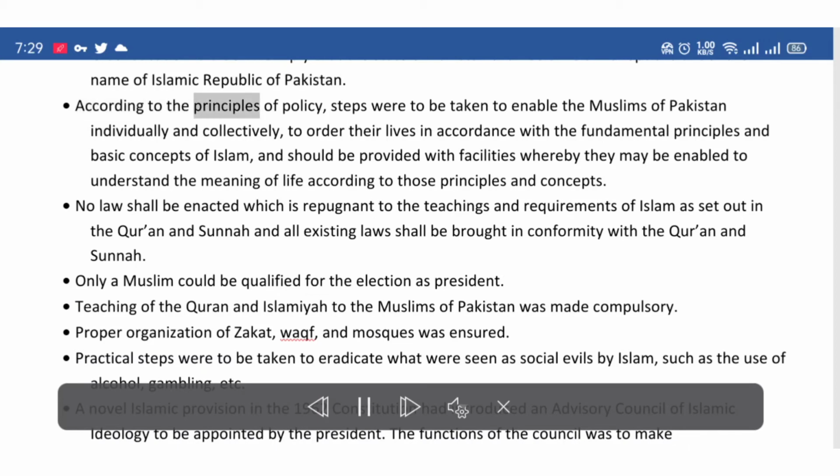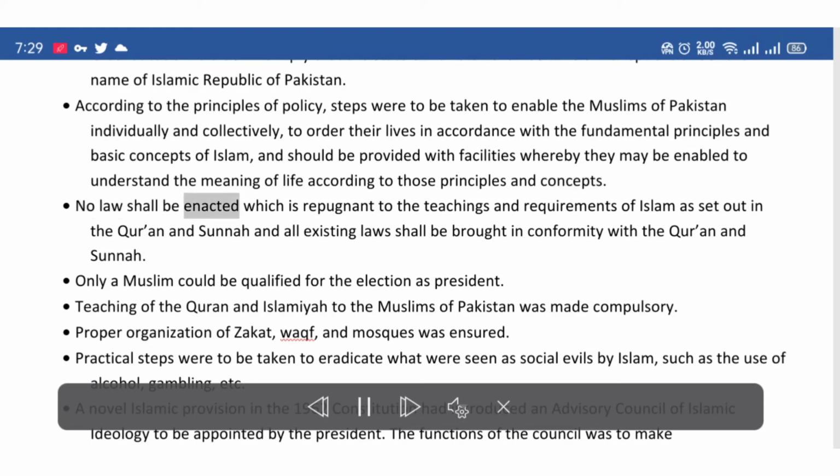According to the principles of policy, steps were to be taken to enable the Muslims of Pakistan individually and collectively to order their lives in accordance with the fundamental principles and basic concepts of Islam, and should be provided with facilities whereby they may be enabled to understand the meaning of life according to those principles and concepts.